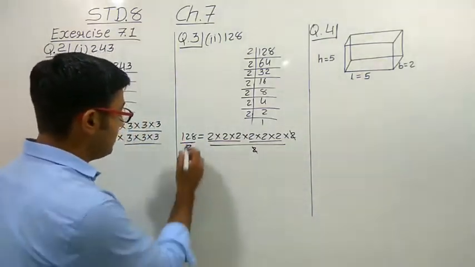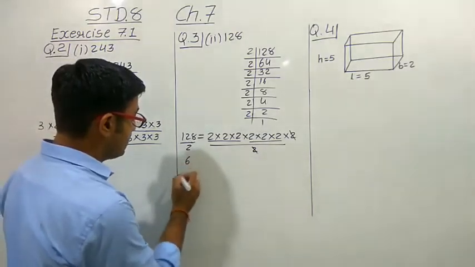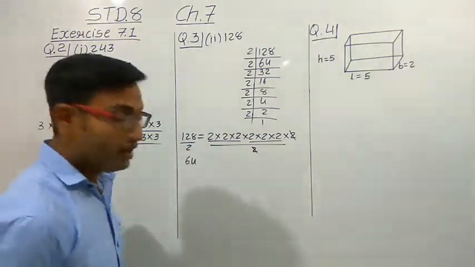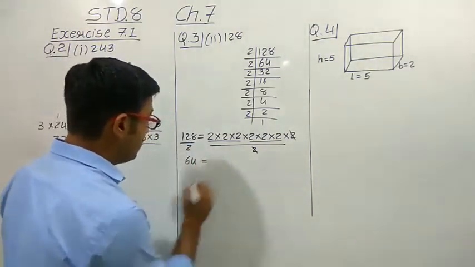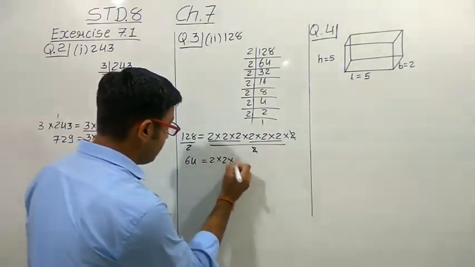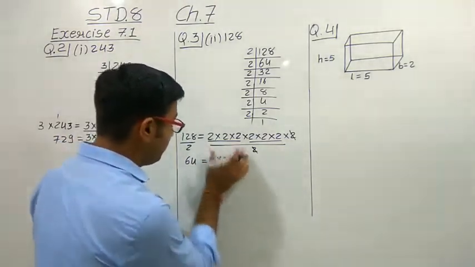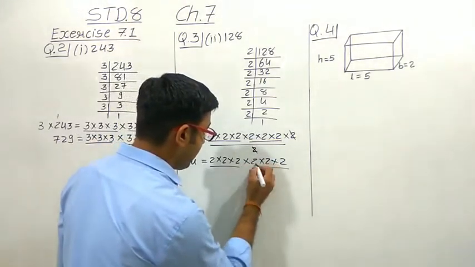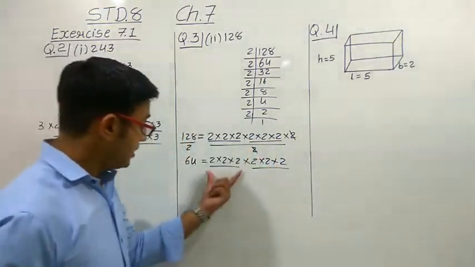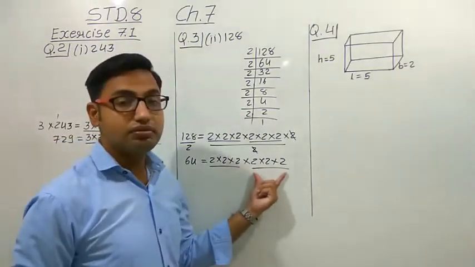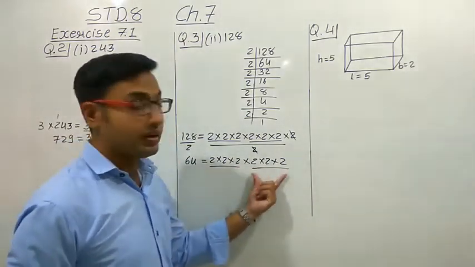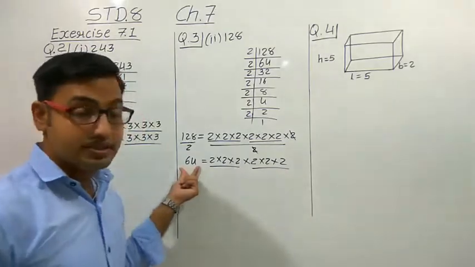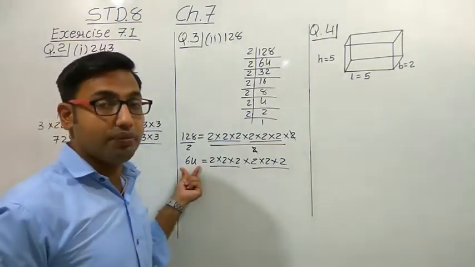So when we divide this by 2, we get 64, and on the right hand side we get 2 multiplied by 2 multiplied by 2. This is the first pair and this is the second pair of the same factor. So now see, these two are the same number, 3 and 3. Right? So now we can say that this 64 is a perfect cube number.